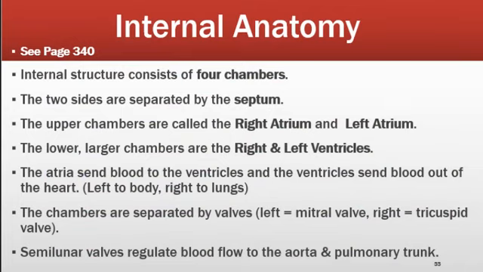The upper chambers are called atria, right atrium, left atrium. Atria is plural. We have 2 atria. The lower, larger chambers are the right and left ventricles. We've heard the word ventricle before. In the brain, the ventricles were those little slits where the cerebrospinal fluid was made. The atria, the 2 of them, send blood to the ventricles.